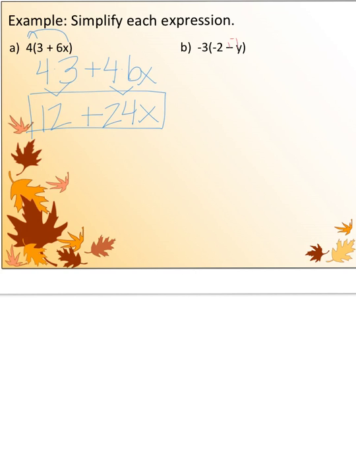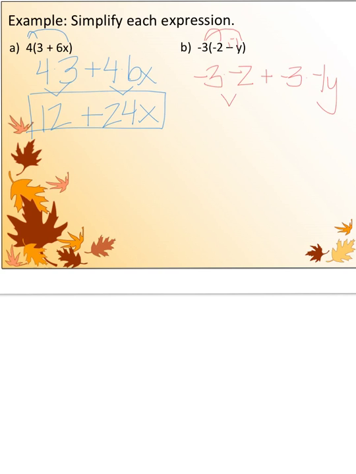Now we're going to multiply just like we did in example A. That negative 3 times parentheses, so the negative 3 goes through. Negative 3 times a negative 2, plus negative 3, hopping to the next one, negative 3 times a negative 1y. Again, this is showing actually doing the distributive property.